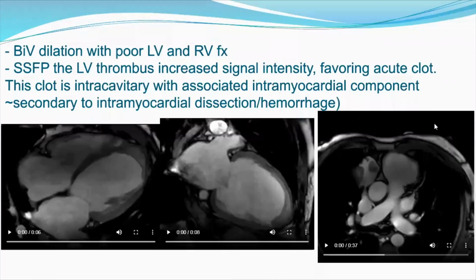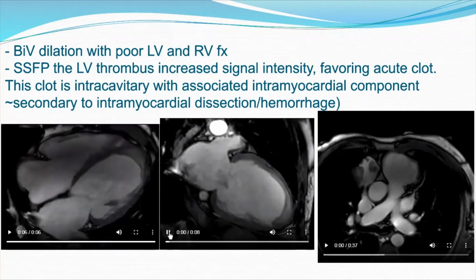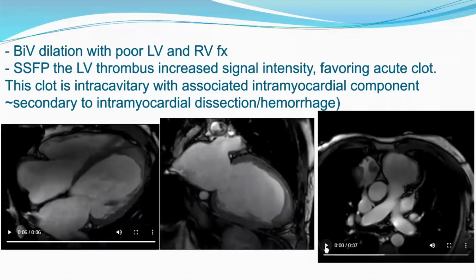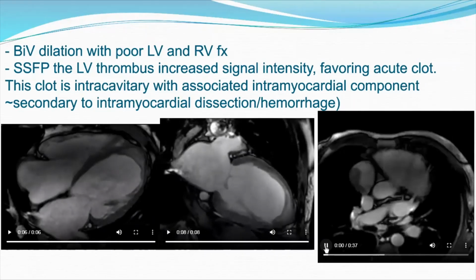So we went further and did the cine images of the four-chamber view, a two-chamber view, and a four-chamber stack.